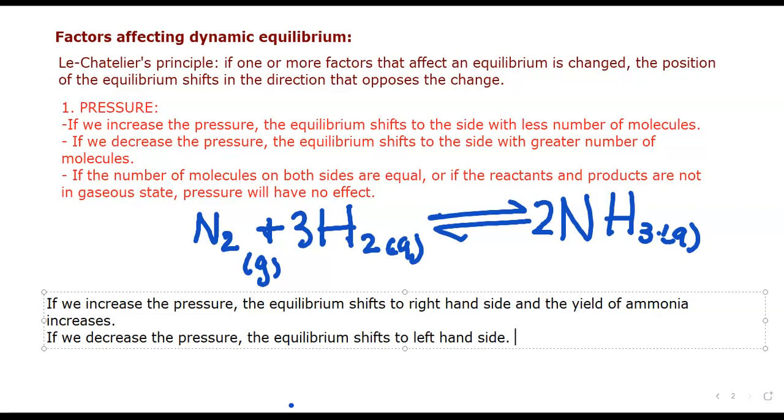The reaction will try to restore the equilibrium. The reaction will try to bring that equilibrium back. So to bring that equilibrium back, it needs to increase the pressure. How will it do that? It will go to the side with more number of molecules. More number of molecules means more collisions, more force exerted per unit area, and as a result, pressure will increase and your equilibrium will be restored, right? So this is what we had to discuss about pressure.